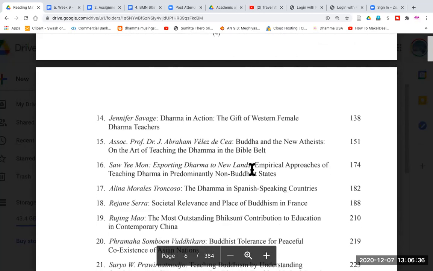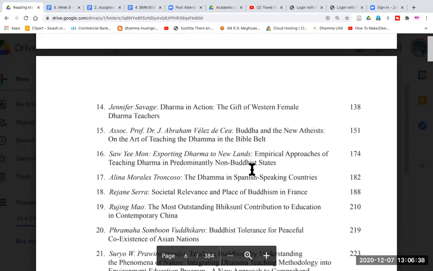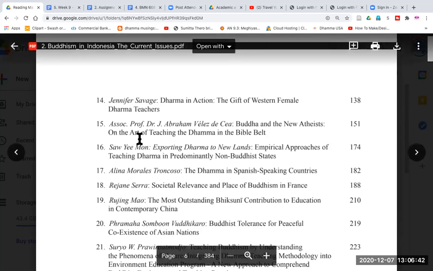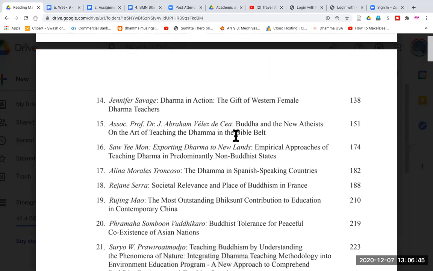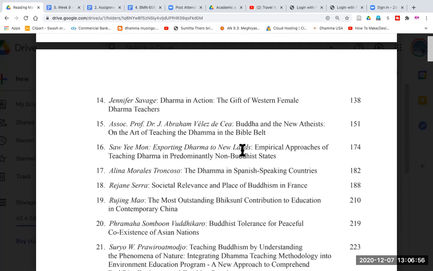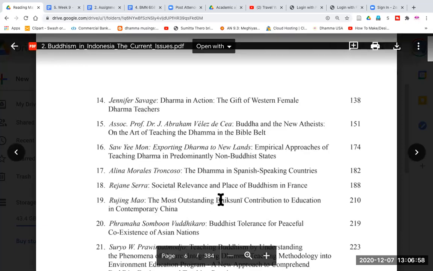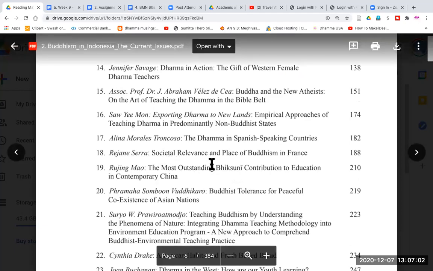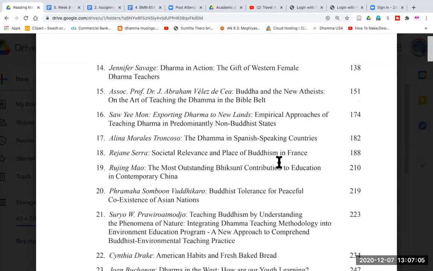And Dharma in Action, the gift of Western female Dharma teachers. And the Buddha and the New Atheist: on the art of teaching the Dharma in the Bible Belt. Exporting Dharma to the new lands, empirical approaches to teaching Dharma in predominantly non-Buddhist states. Interesting article again, the Dhamma in Spanish-speaking countries. Okay, societal relevance and place of Buddhism in France.